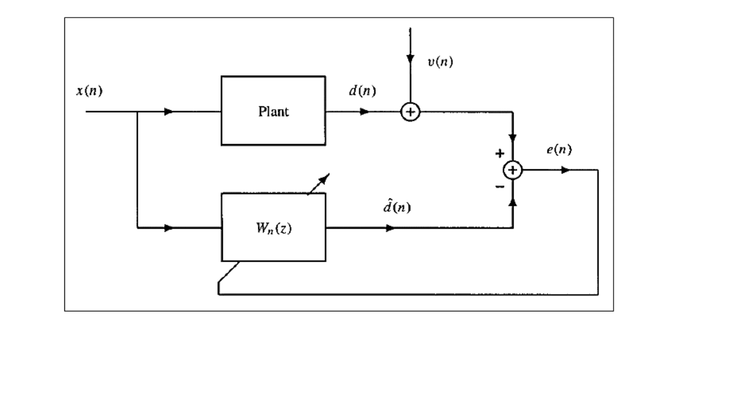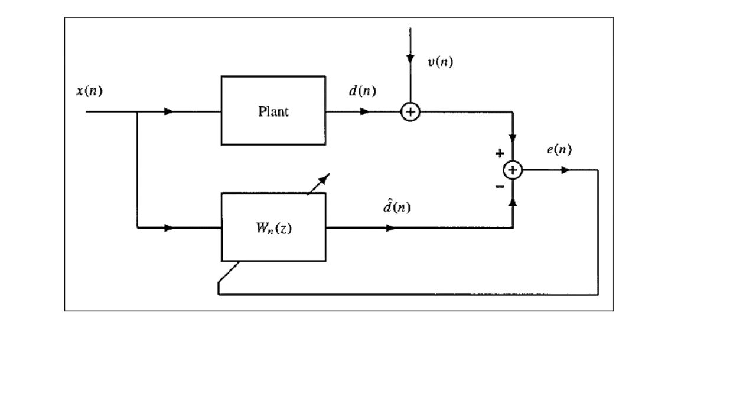The only motive here is to develop a model for the plant, which we can denote by capital W suffix n of z, that produces a response d cap of n that is as close or as similar as possible to the plant output denoted by d of n. Now in this block schematic there is one new representation that you see, v of n. This is to account for the observation noise in the measurement of the plant output. So this is the additive noise source denoted by V of n.